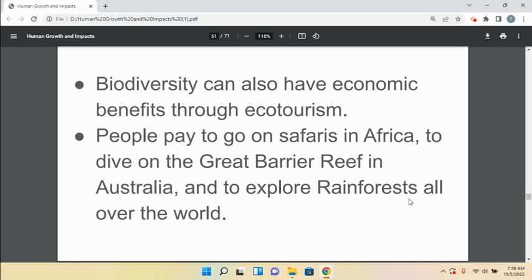Biodiversity also has economic benefits as well. Through ecotourism, for example, we can make money by taking tourists on safari in Africa or to go diving on the Great Barrier Reef and so on. If we destroy those ecosystems, we destroy that part of the economy.